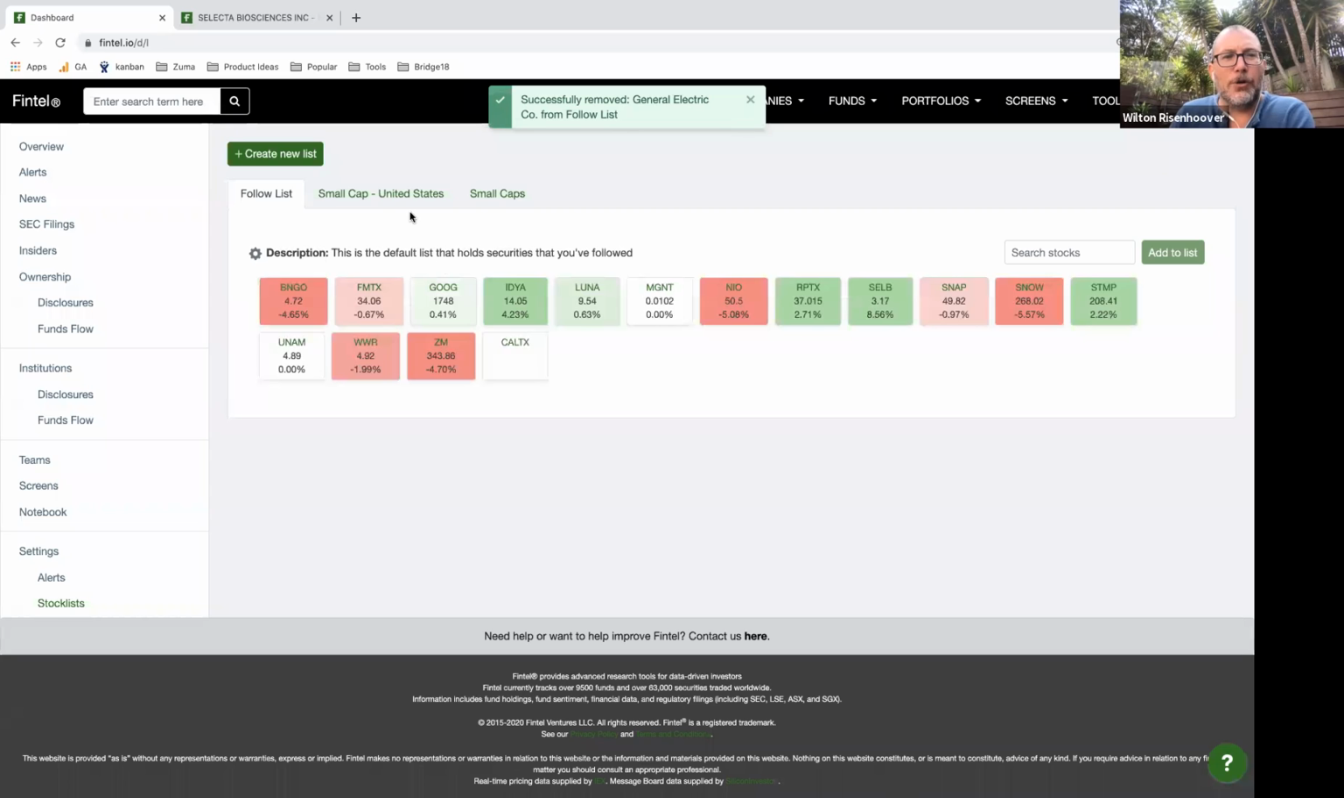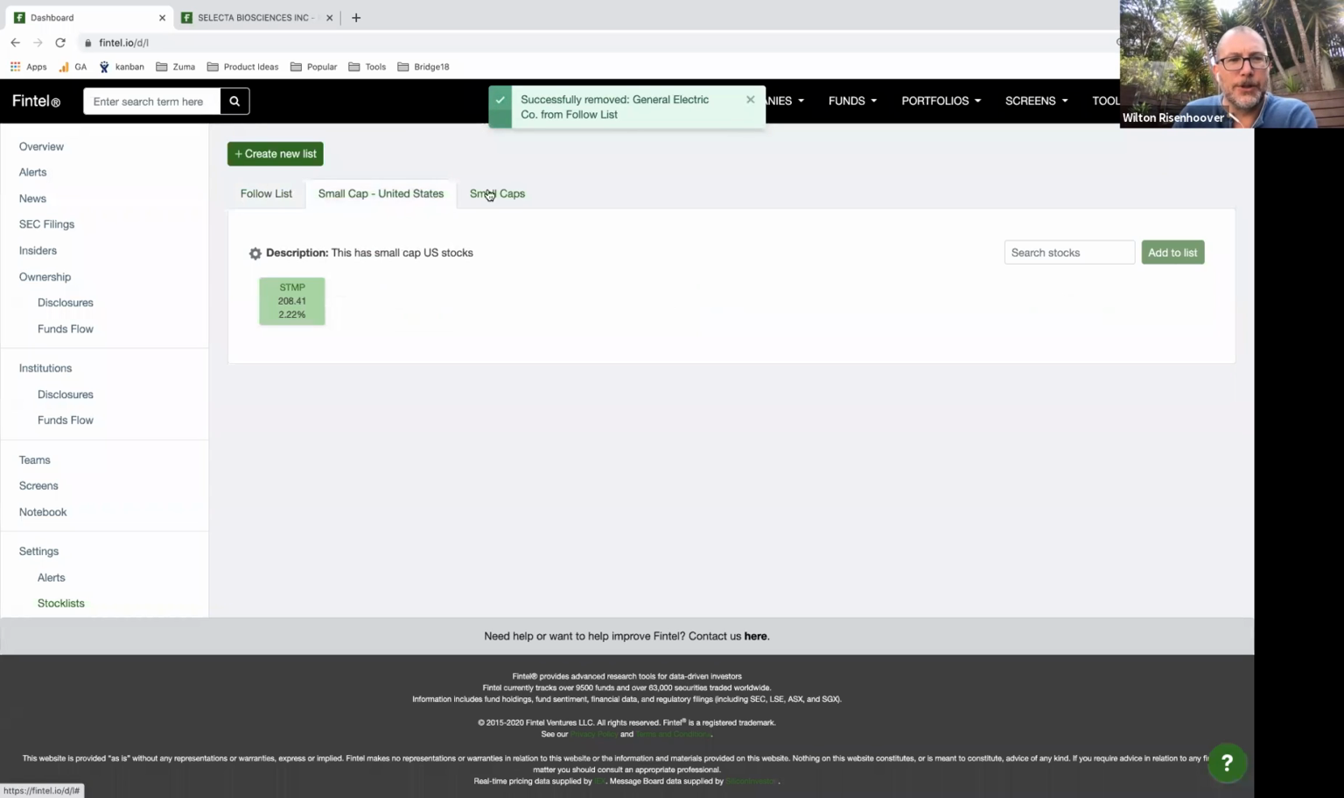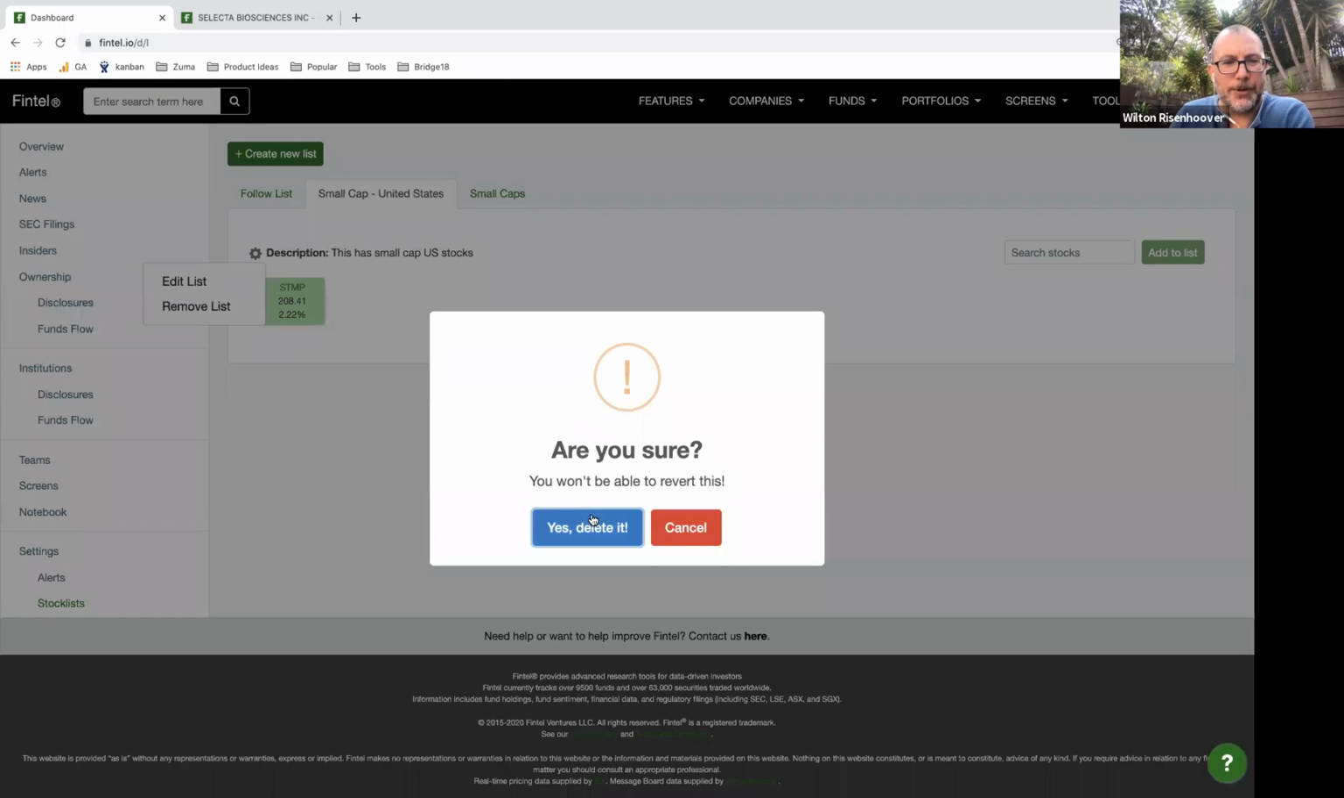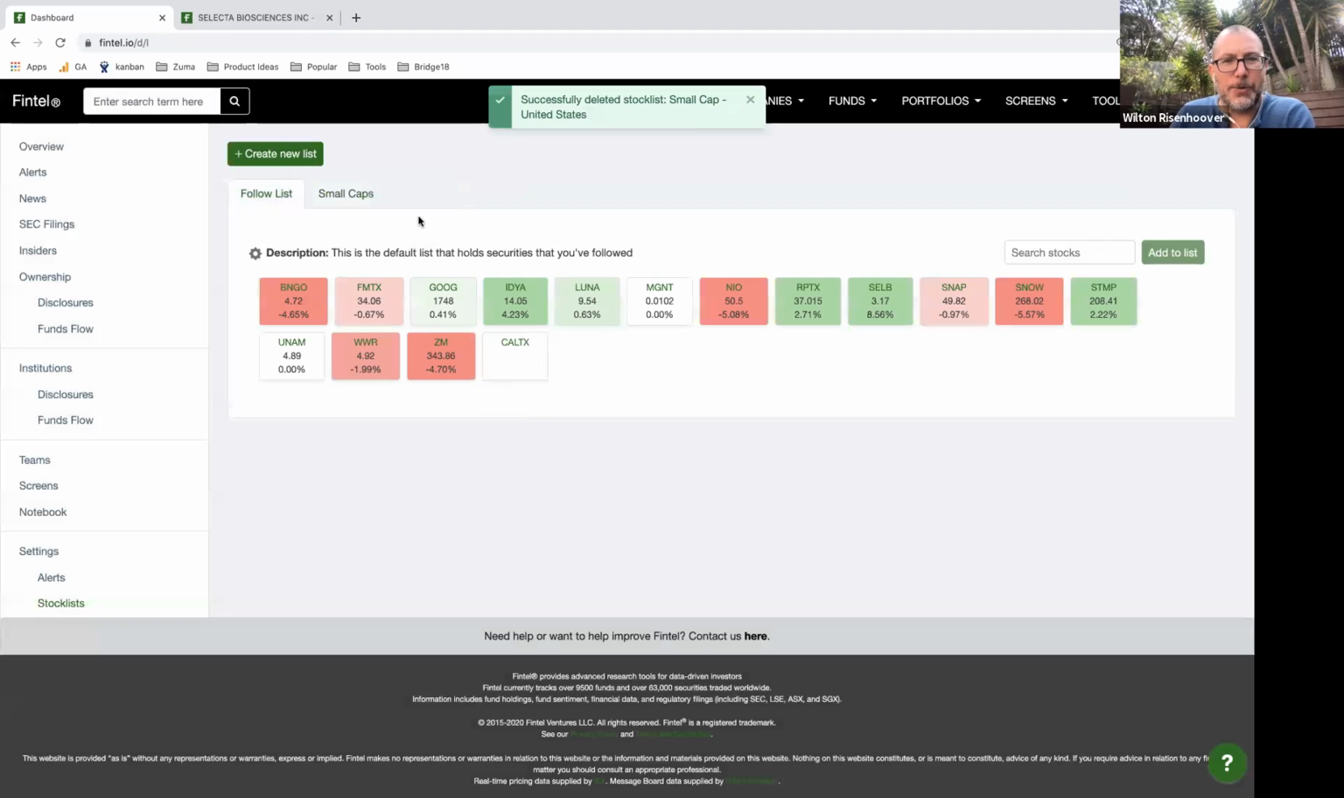If you have a whole bunch of companies, you can actually go in here and delete the entire stock list and it will remove all of the companies in that stock list as well. So that's how you do that. It's a good question. Everybody has this question, and I'm glad you asked.